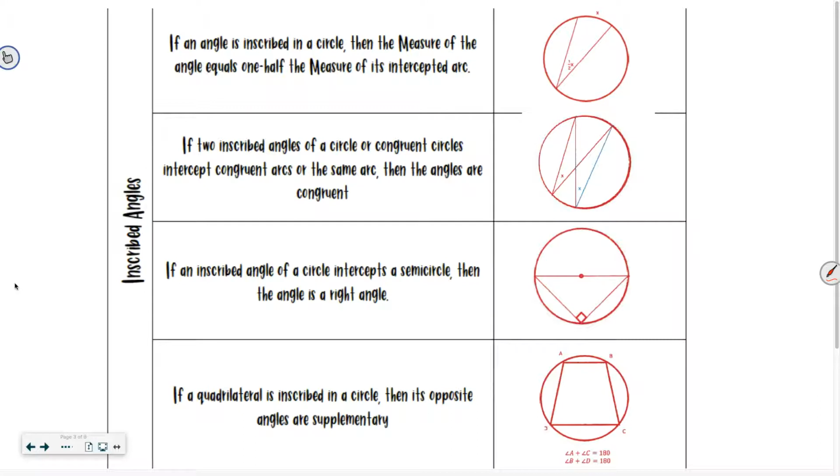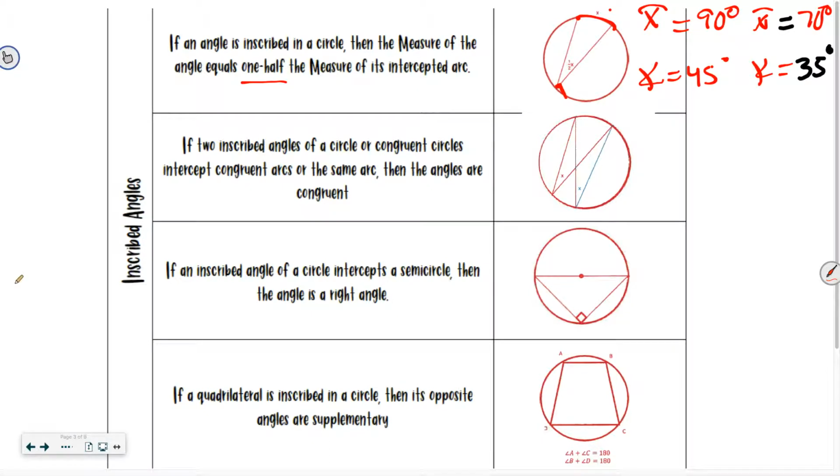Okay, these are continuing on page 153. And so these are talking about inscribed angles. Okay, so this is an inscribed angle because its vertex is on the circle and its sides of the angle are chords to the circle. It says if an angle is inscribed in a circle, then the measure of the angle equals 1/2 the measure of its intercepted arc. So if this has a degree measure, whatever it is, this is half of it. So if arc X was, let's say 90 degrees, then that means that this angle would be 45 because that's half of it, okay? If arc X was maybe 70 degrees, then that means that angle would be 35 degrees because it's just half, okay?